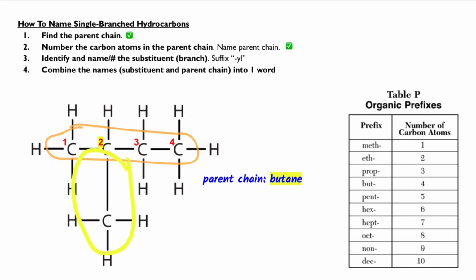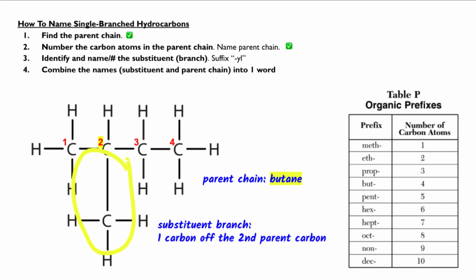So the branch contains, it looks like, 1 carbon off of the second parent carbon atom. Right, here's my branch. If it is 1 carbon, that is going to be a methyl group. Meth prefix from 1, YL, because that's what happens when I have another alkane chain off of an alkane. I call it an alkyl chain. And so then the number 2 comes from the fact that that methyl branch is coming off of my second carbon on my parent chain.